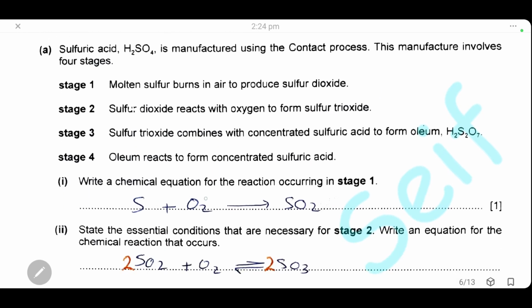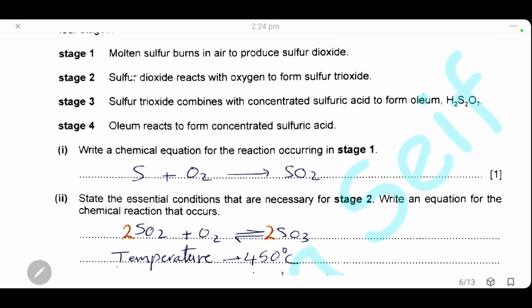Write the chemical equation for the reaction in stage 1. Sulfur burn in air to produce sulfur dioxide. So we have this equation, sulfur plus oxygen to give sulfur dioxide.